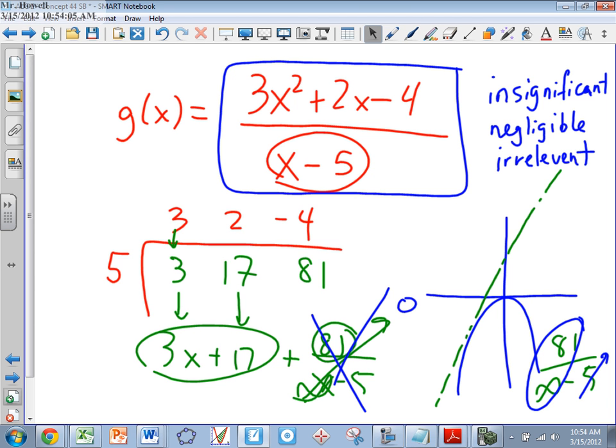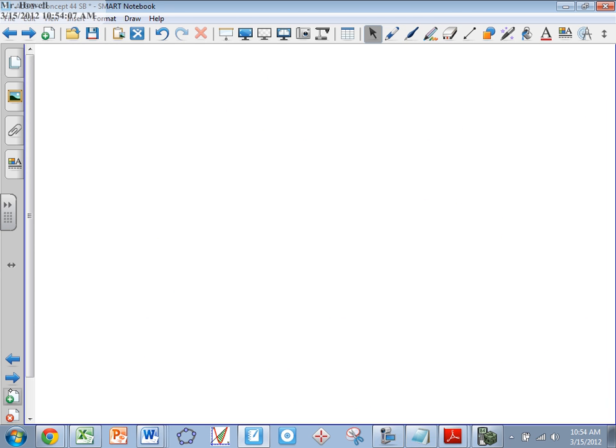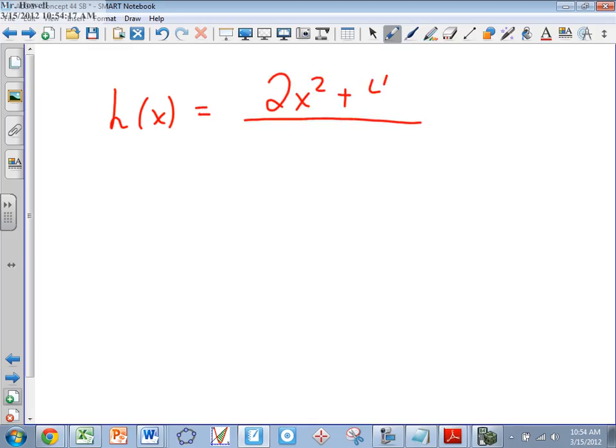One more. Try this one, please. It's going to be a lot more ball movement.